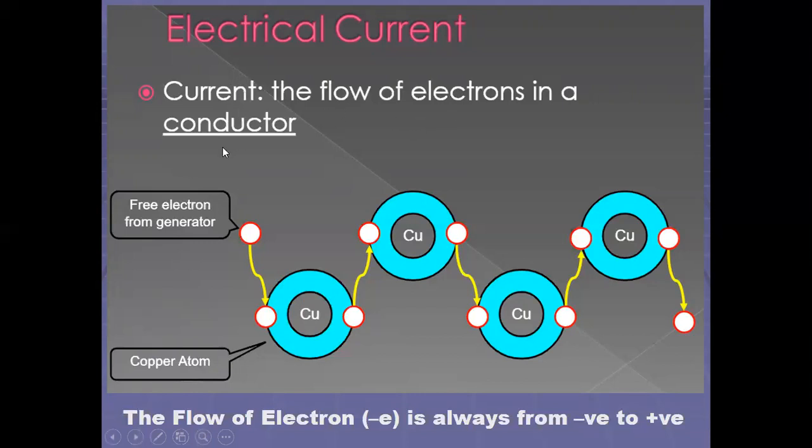So this is how the current flows: the flow of electrons in a conductor. Free electrons, with very low force, can go out and then flow from one atom to another atom through the copper conductor. We have to keep in mind that all the electrons are negatively charged, and the flow of electrons is always from negative to positive. Why? Because the electron is negative, so it always tends to go to positive, attracted by positive charge. So the flow is from negative to positive.